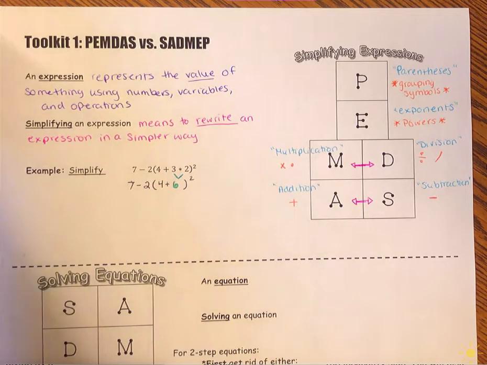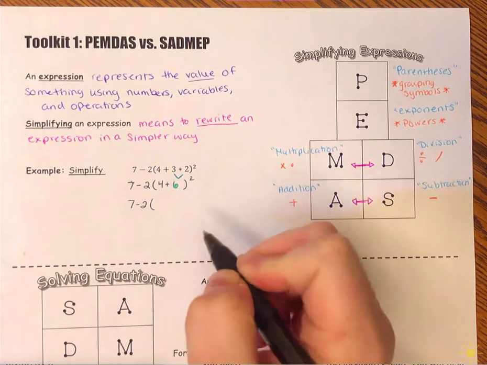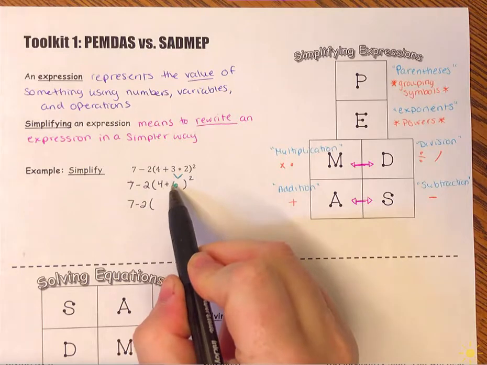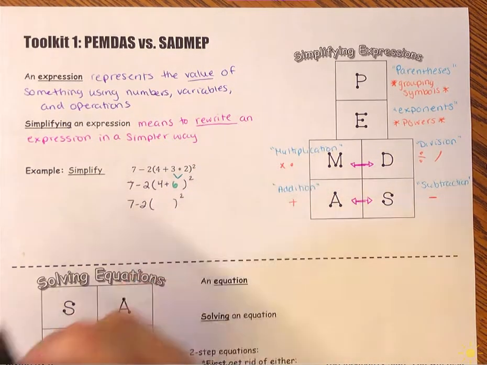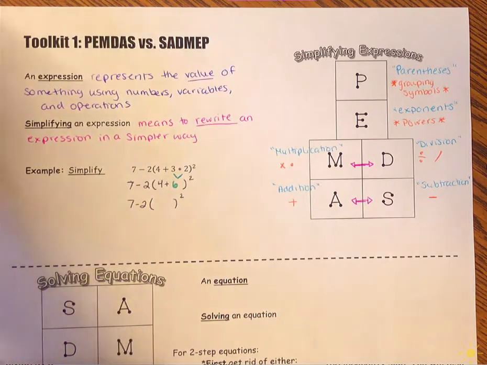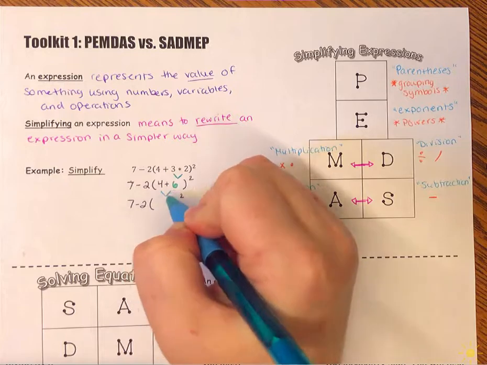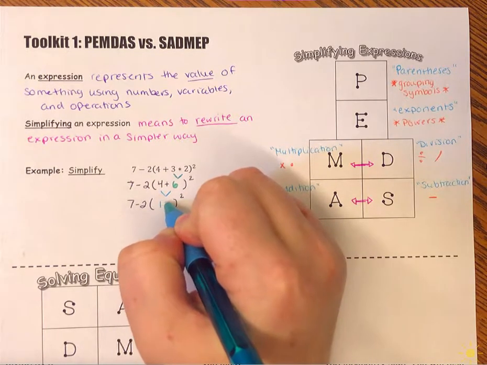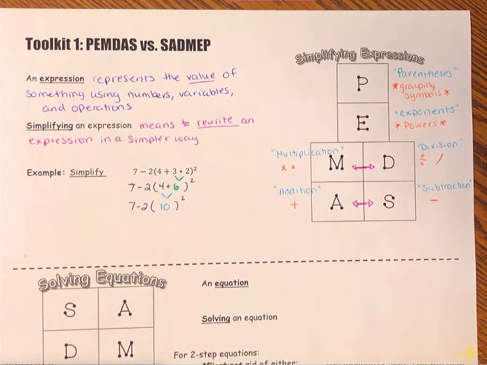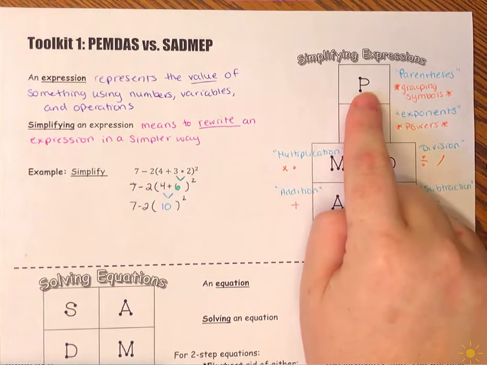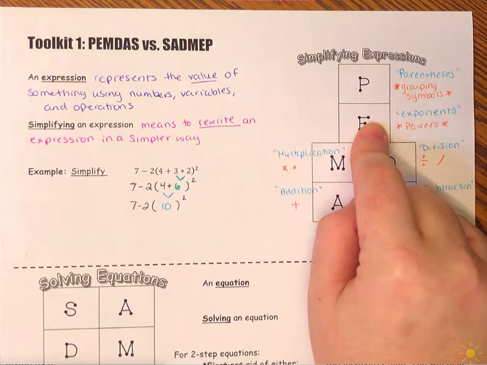That means I'm going to keep this 7 minus 2, parentheses, because I know I have to simplify the inside of the parentheses further. And then I'm going to put the squared on the outside of that parentheses again. So we figure out what is 4 plus 6. 4 plus 6 is 10, and that's what goes inside of our parentheses. Now, we have actually finished the inside of the parentheses, so we can move on to exponents.